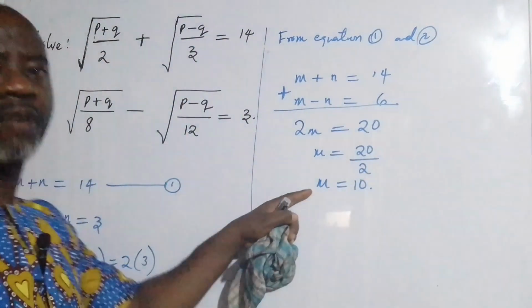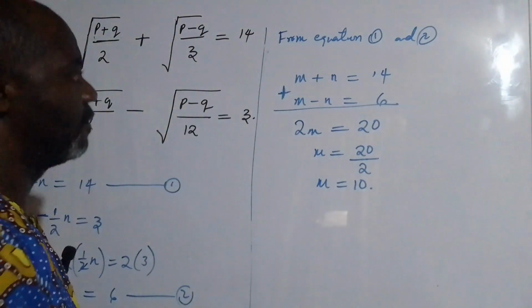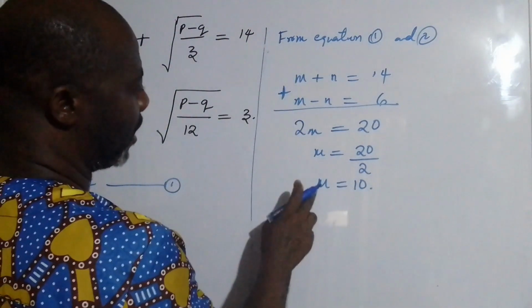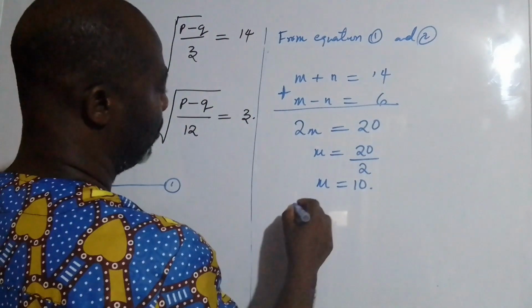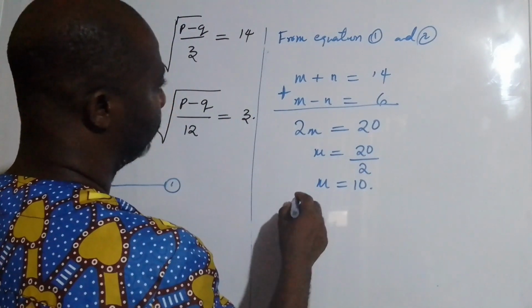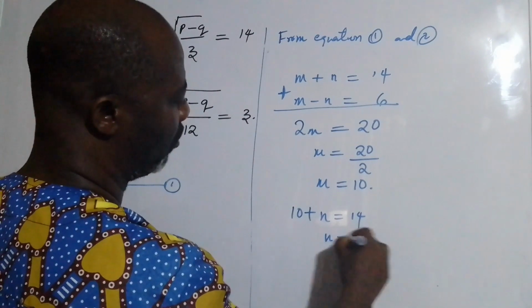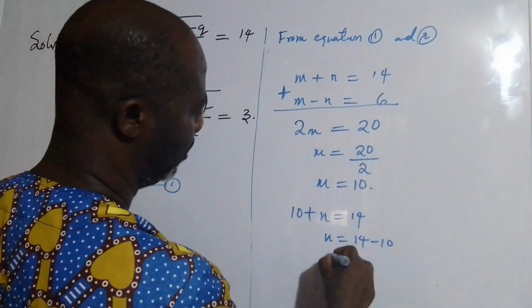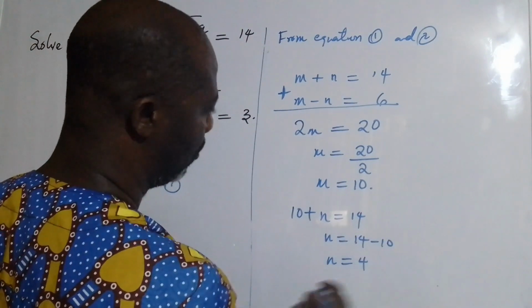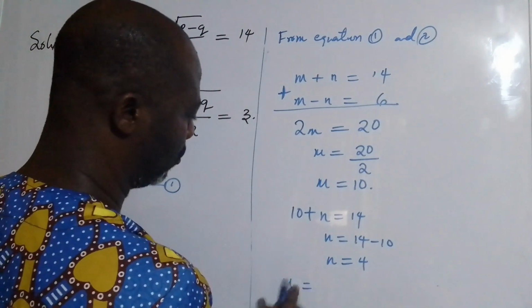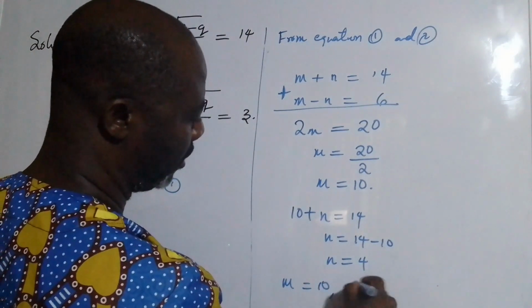Having obtained the value of m, I can quickly obtain the value of n. Since m plus n is 14, I can say that 10 plus n equal to 14. So n will be equal to 14 minus 10. So n is 4. So we have that m equal to 10 and n equal to 4.